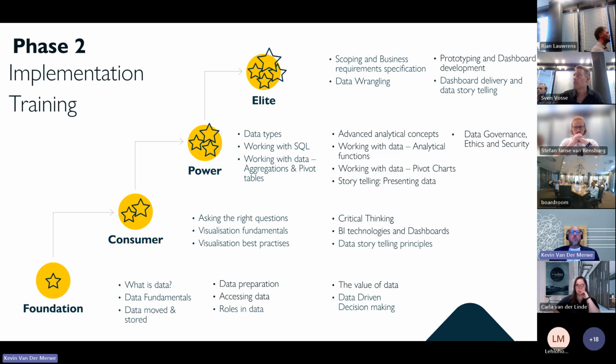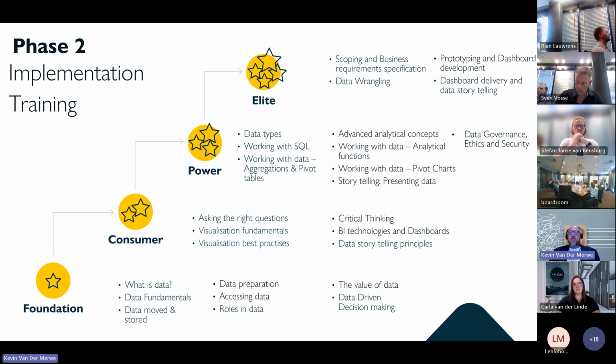Power, as we mentioned, is a lot more hands-on. This is where you now start working with some SQL. All of these are practical hands-on, working with data aggregations. Advanced analytic concepts, not necessarily teaching them how to do k-means clustering or linear regression, but explaining what these things are so that when you see the business opportunities, you're able to go and talk to your ML teams and say, hey, I think there's an opportunity in the data. How can we better address our leads with advanced analytics, for example?